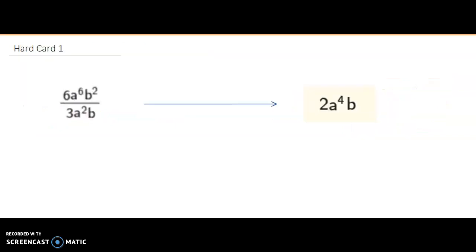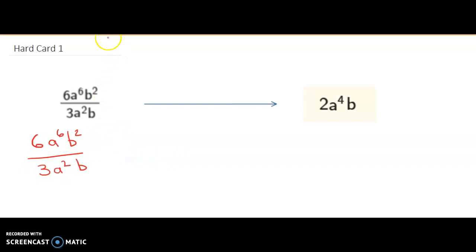All right, guys, now I'm going to go over a few of the harder cards. Once again, the same kind of deal. They just gave you a card and then they gave you the answer. They didn't tell you how to get from point A to point B. So I'm going to go over that. So this one, we start with 6a to the 6th power b squared over 3a squared b.